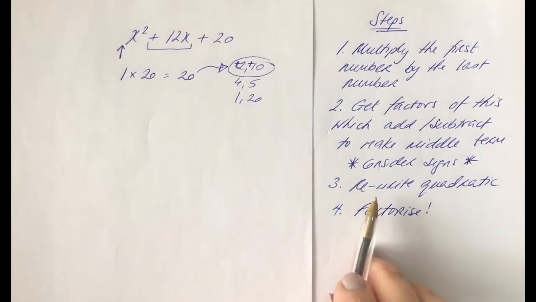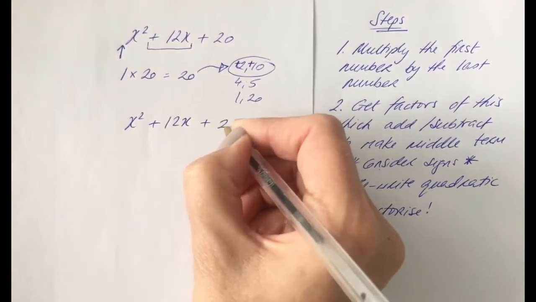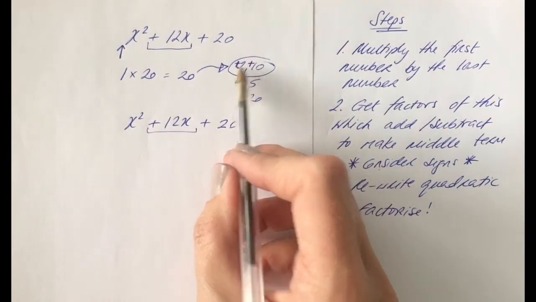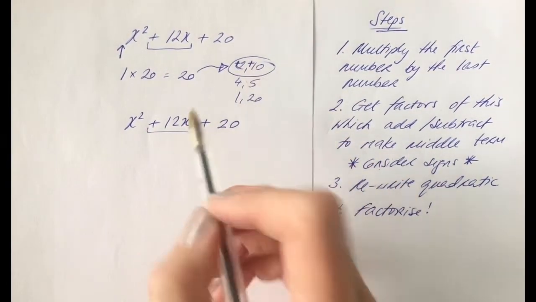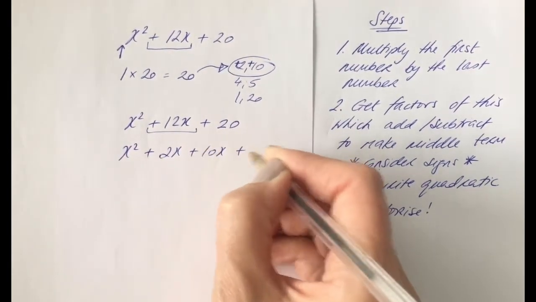Okay, so now we're going to rewrite the quadratic. So the quadratic, remember, is x squared plus 12x plus 20, but we're going to rewrite the middle term with a 2x and a plus 10x instead. So we've got x squared plus 2x plus 10x plus 20.